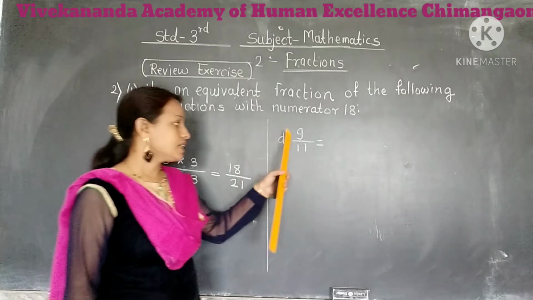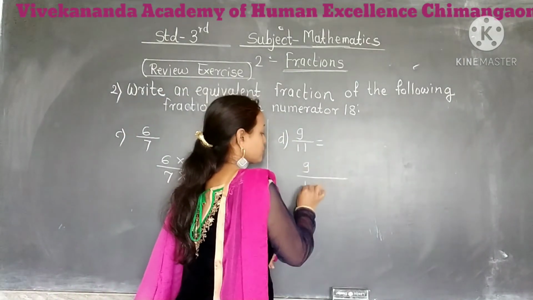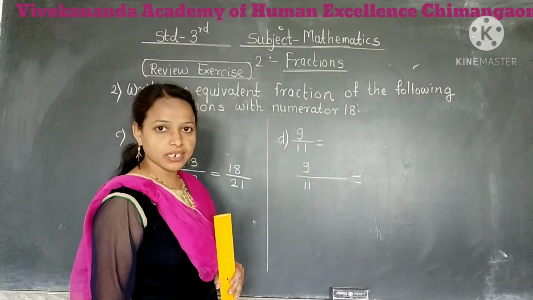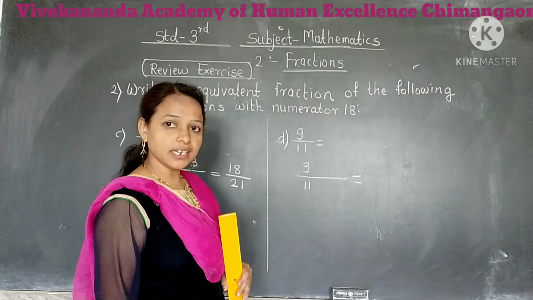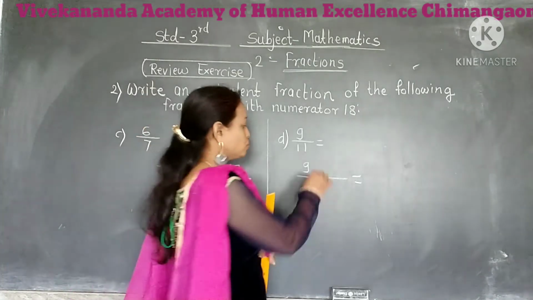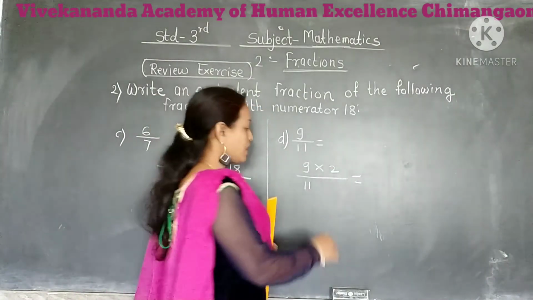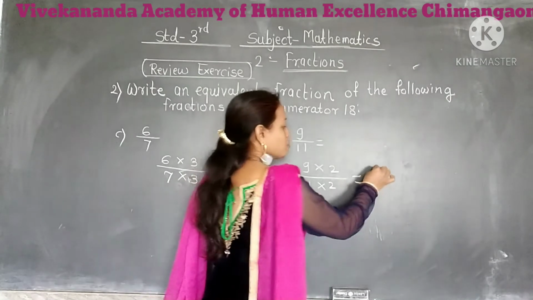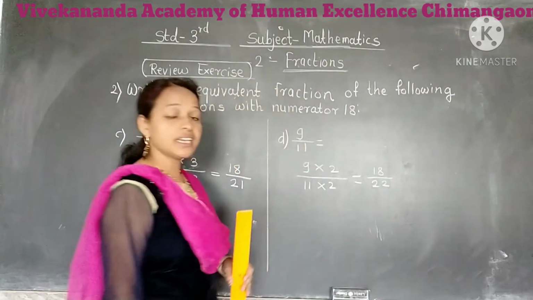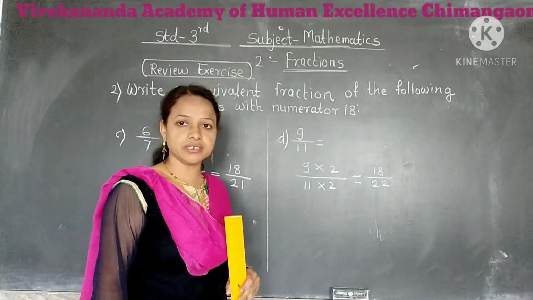So here we get 6 upon 7, its equivalent fraction, as 18 upon 21. Next fraction is 9 upon 11. So here also we want numerator 18. 9 twos are 18, which means we have to multiply 9 by 2 as well as 11 by 2. 9 twos are 18, 11 twos are 22. So we get the equivalent fraction of 9 upon 11 as 18 upon 22.